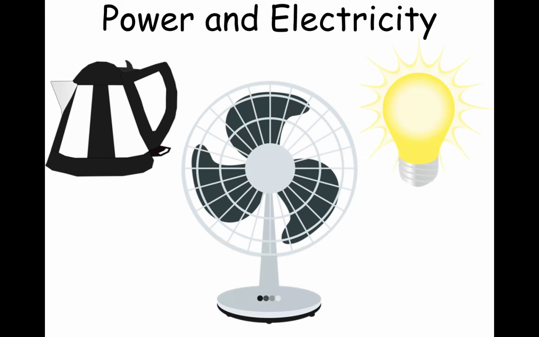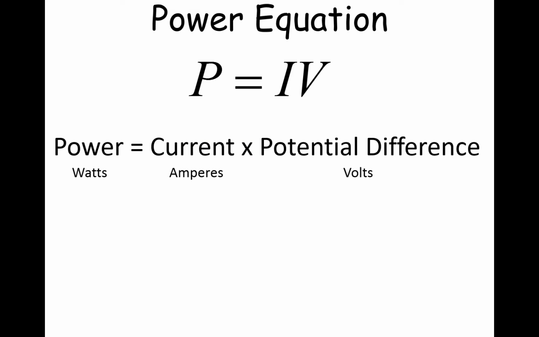This video is a guide to calculating electrical power. So let's start by looking at the equation. Power is equal to the current through an electrical device multiplied by the potential difference across that device.